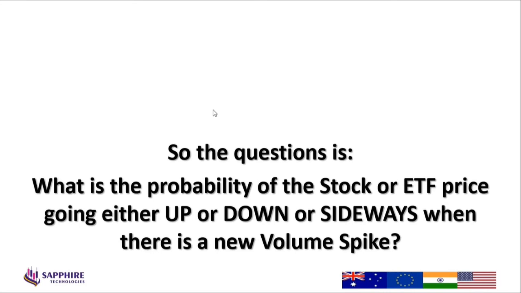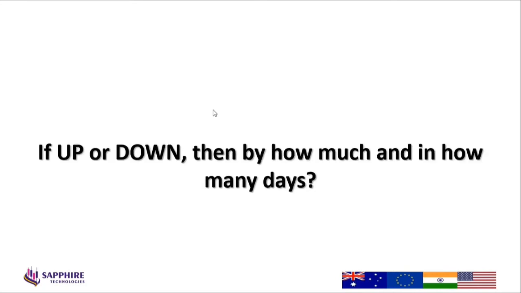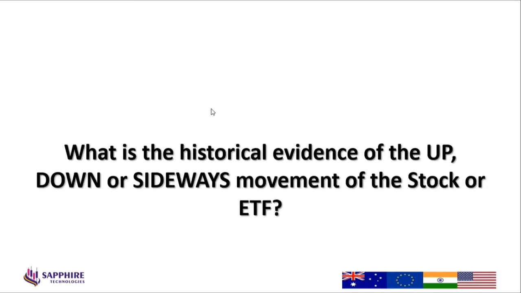If there is a volume spike, what is the probability that the stock is going to go up or down or sideways? Because all this information I can trade if I know the probability. What is the probability that the stock is going to go up or down following a volume spike? By how much and in how many days? What is the historical evidence of the stock going up or down or sideways?